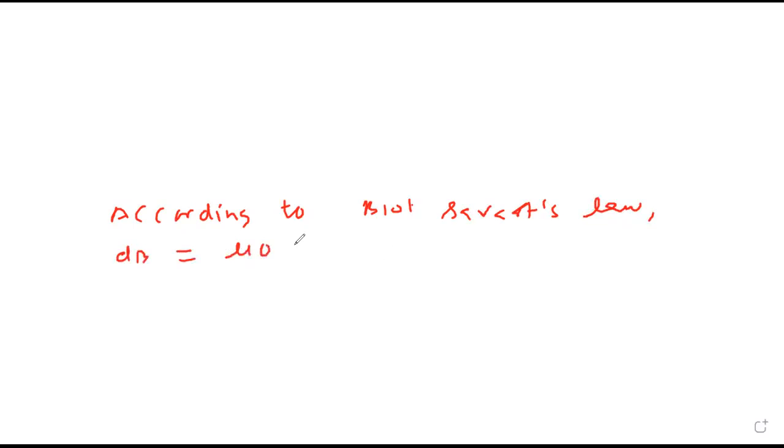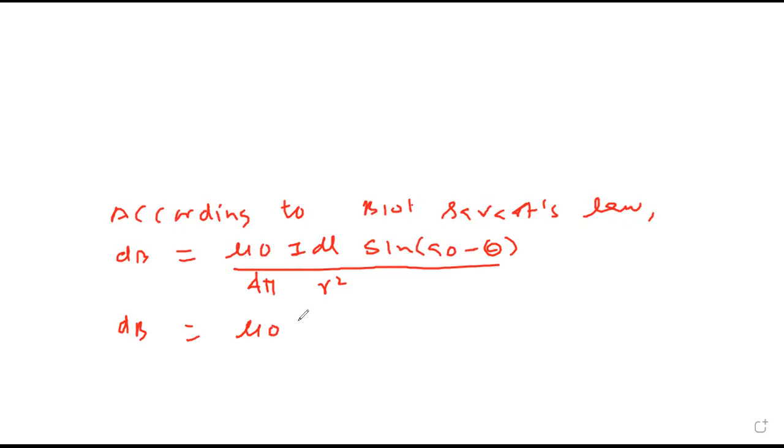So we have the point, we have dl, we have the angle between dl and the line joining P. Now we can use Biot-Savart's law. According to Biot-Savart law, dB equals mu naught I dl sine of the angle between dl and the line to P, which is 90 minus theta, upon 4 pi R square. So dB equals mu naught I dl cos theta upon 4 pi R square.